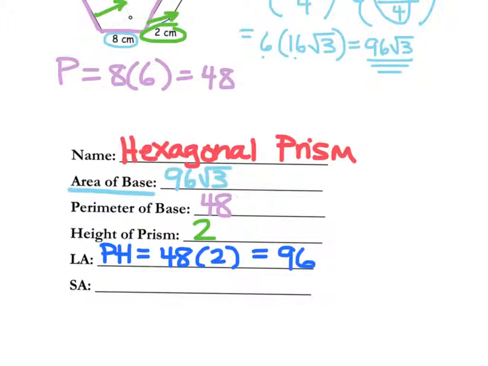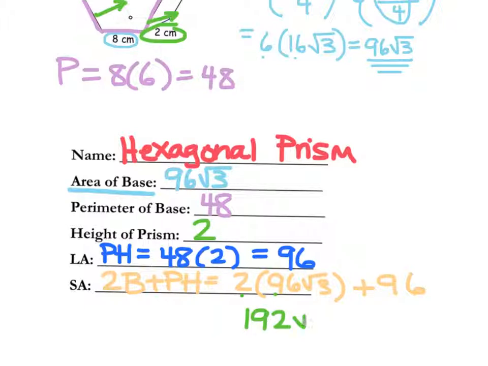Now my surface area, that is going to be 2b plus ph. So 2 times 96 root 3, and then plus this other 96. Be really careful here now. Okay, 2 times 96 is 192. I can multiply the whole numbers together. 192, keep the root 3, plus 96.